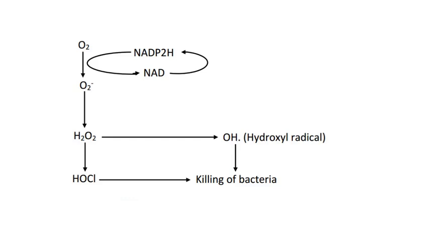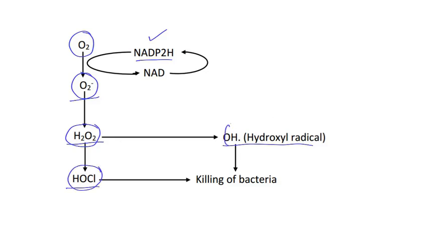Now we will see how NADPH helps phagocytes to kill the bacteria and other pathogens. Phagocytes consume oxygen, which produces superoxide with the help of NADPH. This superoxide produces hydrogen peroxide. This hydrogen peroxide produces hydroxyl radicals and hypochlorous acid. Both the hypochlorous acid and hydroxyl radical kill the bacteria.